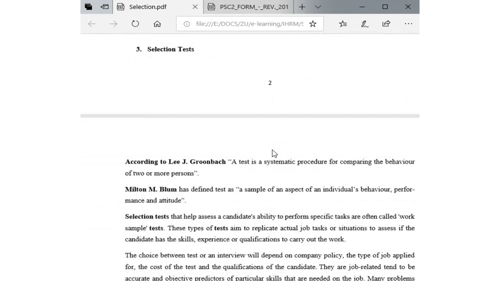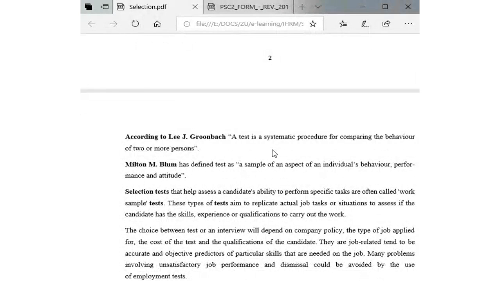Selection tests. According to Cronbach, a test is a systematic procedure for comparing the behavior of two or more persons. A systematic procedure for comparing the behavior of two or more persons. So that is Cronbach. A sample of an aspect of an individual's behavior. When you look at the next type, it means a sample of an aspect of an individual's behavior, their performance, and their attitude. So all these ones are very important.